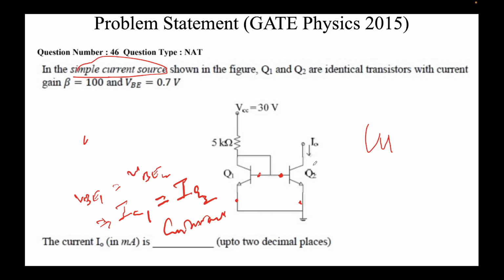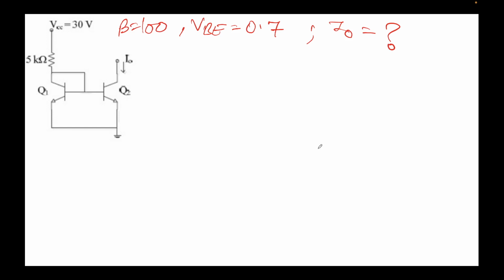Whatever current is flowing through here has to flow through here. Again, we'll assume both of them to be in forward active mode with gain equal to 100 and VBE equal to 0.7 volts, and we are required to find the value of I naught here. I have just reproduced this circuit here, and let's put some currents down. Let's assume this current to be IE. This current will also be IE because they're current mirrors with the same potential.